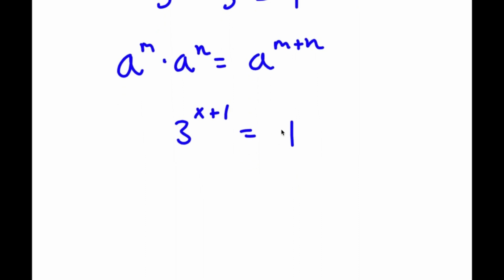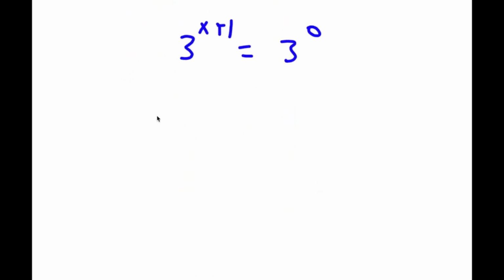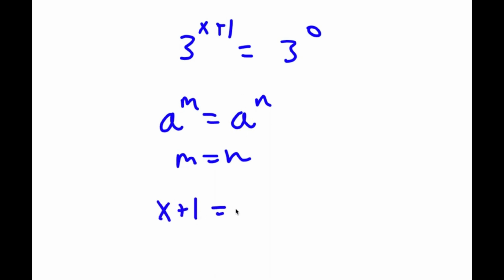And 1 is the same thing as 3 to the power of 0, because anything to the power of 0 is equal to 1. So I have 3 to the power of x is equal to 3 to the power of 0. Now, if I have something in the form a to the power of m is equal to a to the power of n, this means that m is equal to n. So in this case, x plus 1 is equal to 0.